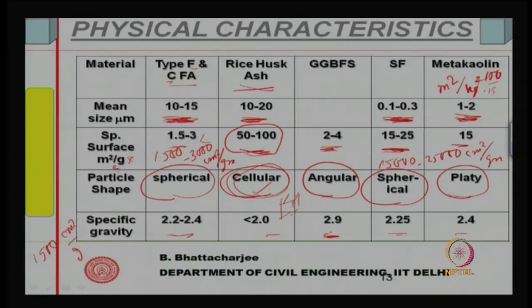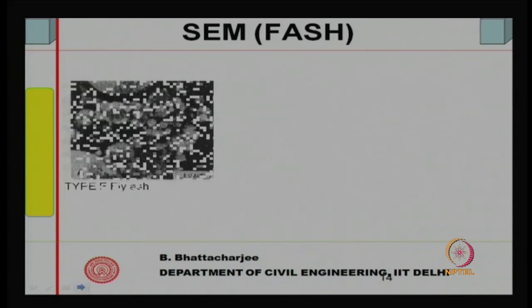What we understand is that this has a pretty high value of Blaine's fineness, this has somewhat less, and this has higher because of its cellular structure. So, silica fume is the finest of all these materials.